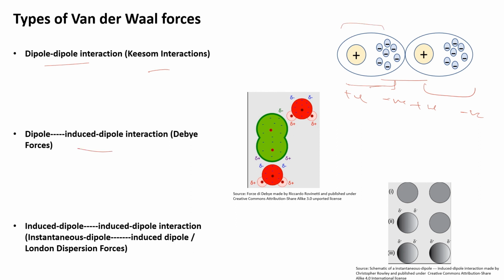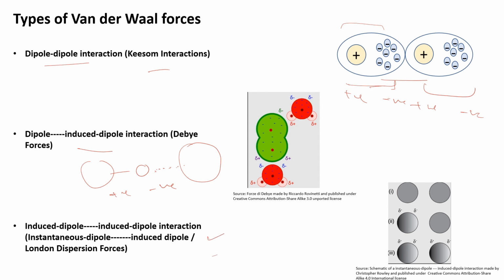Dipole-induced dipole interaction, which is also known as Debye forces. Here, one atom is already in a dipole state, meaning it carries partial positive and partial negative charge. Due to this dipole nature, when the other atom, which is not in a dipole state, gains dipolarity and then they start interacting, that type of interaction is known as dipole-induced dipole interaction.